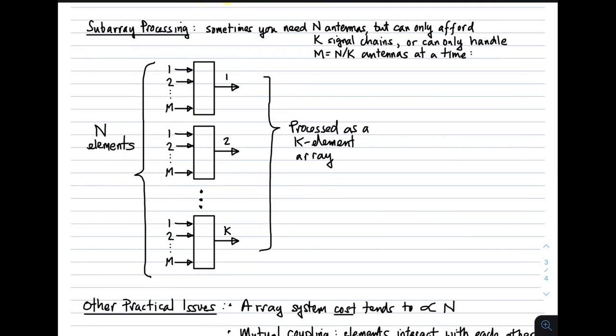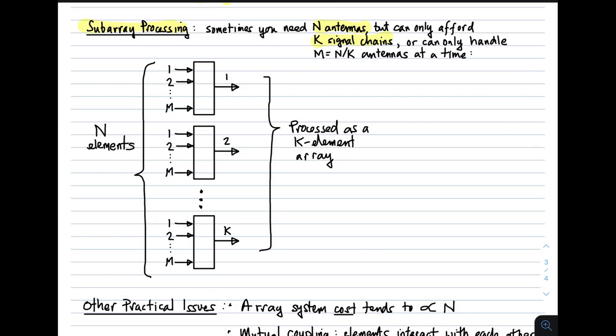One other thing I would like to talk about in this lecture is subarray processing. The idea is that sometimes you need N antennas. Maybe you need 1,000 antennas according to some application. But maybe you can only afford K signal chains, and K is much less than N. So maybe you need 1,000 antennas, but for whatever reason, you can only manage to implement 10 signal chains, which means that unless you do something clever, you're going to end up only being able to use 10 antennas of the 1,000 that you have to implement.